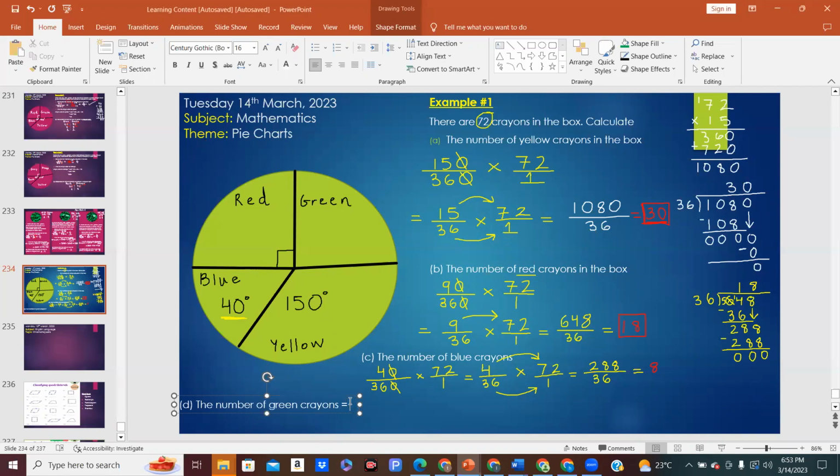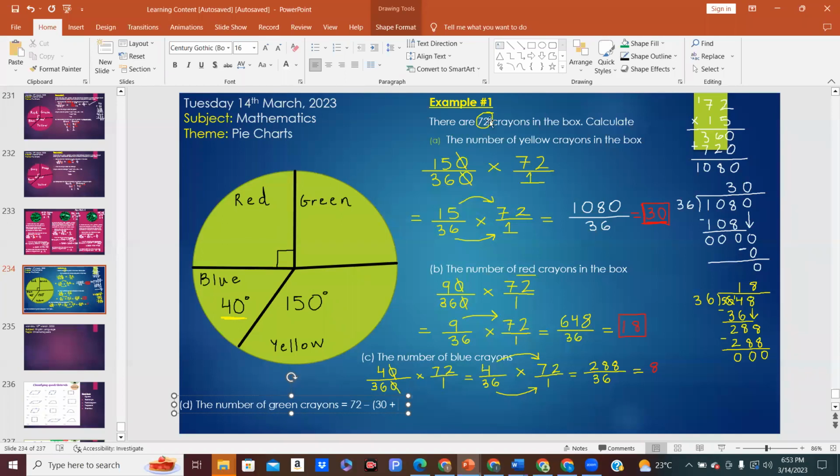So it's subtracted from 72, not 360. So it's gonna be 72. We know that then the amount for yellow is how much? How many yellow crayons do we have? 30. 30, good.